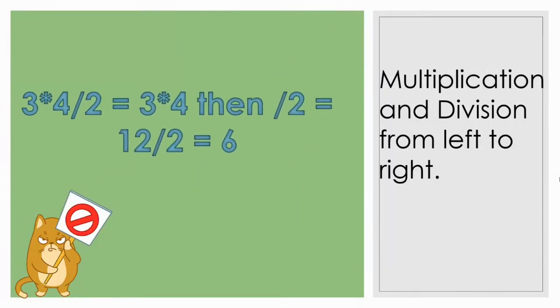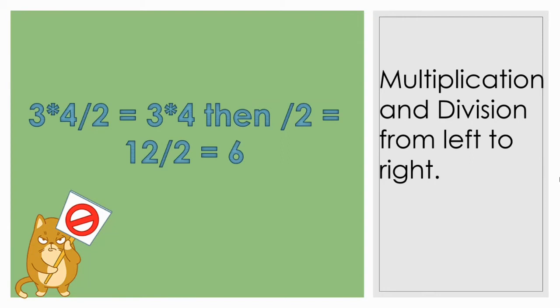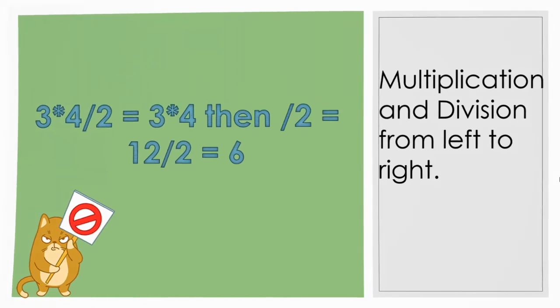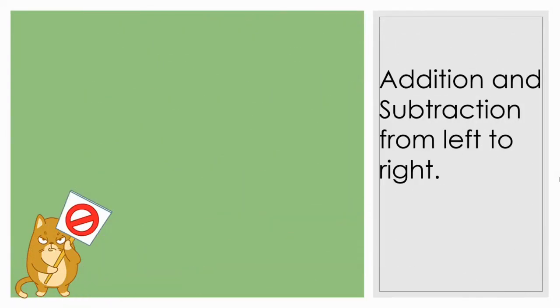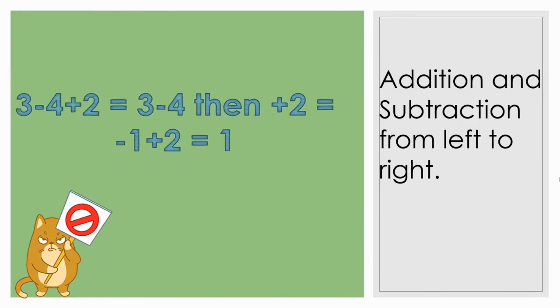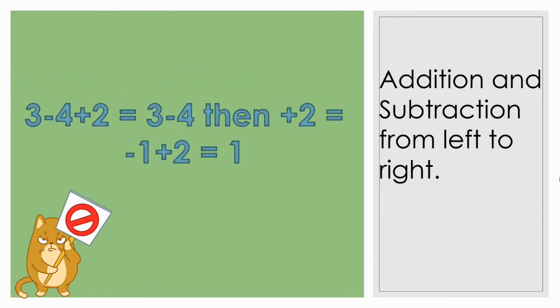Next, you're going to solve multiplication and division problems. Go from left to right, doing whichever one comes first. So in this example, the multiplication comes first, so you multiply 3 times 4, and then you do the division. Next, you do the addition and subtraction. Again, start from the left, go to the right. Here the subtraction comes first, so you subtract first, then add.